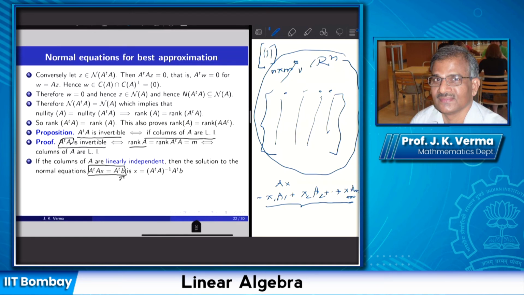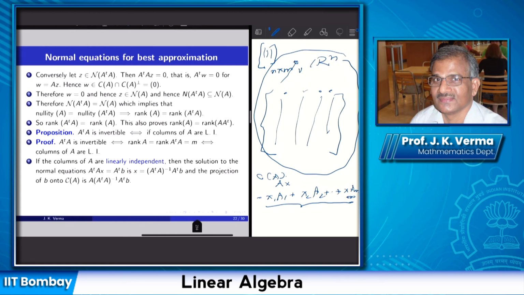But if columns of A are linearly independent, A transpose A turned out to be invertible. So I can multiply by the inverse on both sides and solve for X. X is the inverse of A transpose A times A transpose B. So X is uniquely determined, and AX is the projection of B in the column space of A. Okay. So normal equations can be solved. There is a unique solution when columns of A are linearly independent.